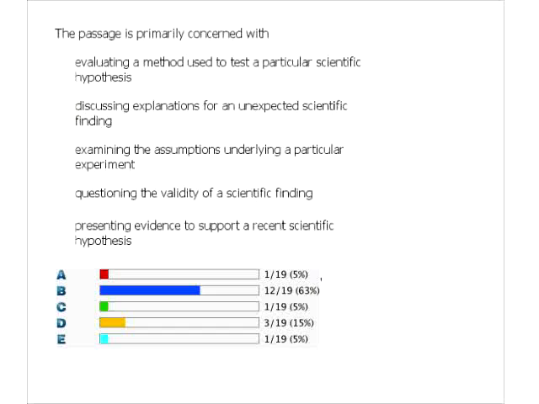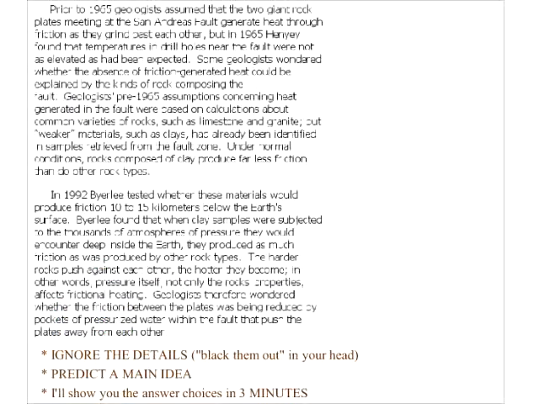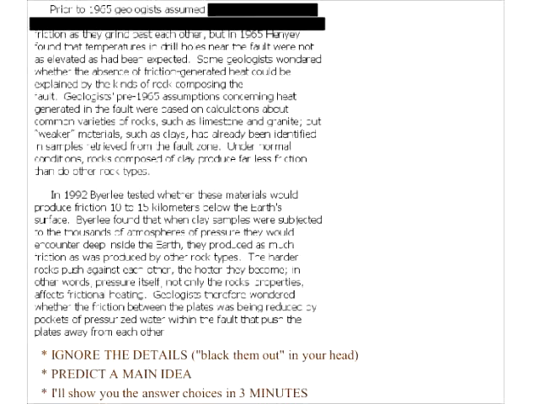So, okay, here's the passage. Prior to 1965, geologists assumed that something, so there's an assumption. By the way, you guys know how these work. When they say prior to some year they assumed something, you know that means that assumption is going to be proven wrong, because otherwise they wouldn't qualify it like that if it were still the assumption now.